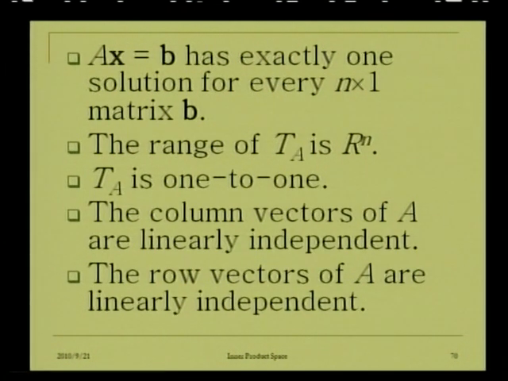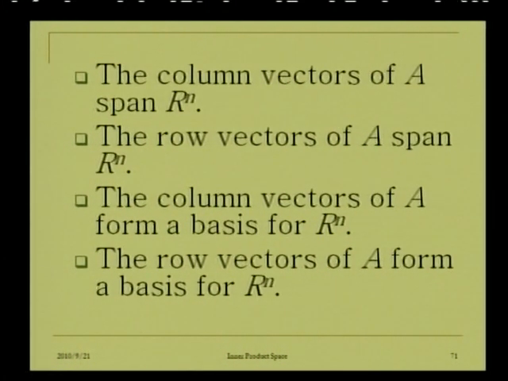This transformation TA is 1 to 1. The column vectors of matrix A are linearly independent. Also the row vectors of matrix A are linearly independent. The column vectors of A span Rn. That means if we take the span of the column vectors of A, that will be Rn, and also they are linearly independent, so they will form a basis for Rn. The row vectors of A span Rn. Next, the column vectors of A form a basis for Rn, and the row vectors of A form a basis for Rn.